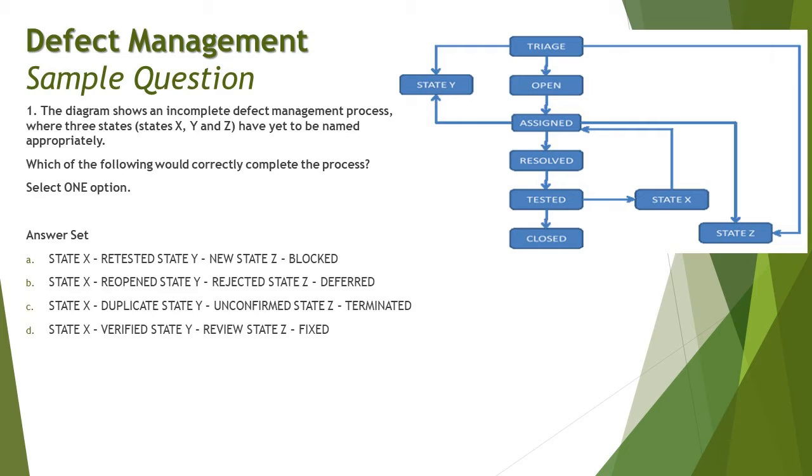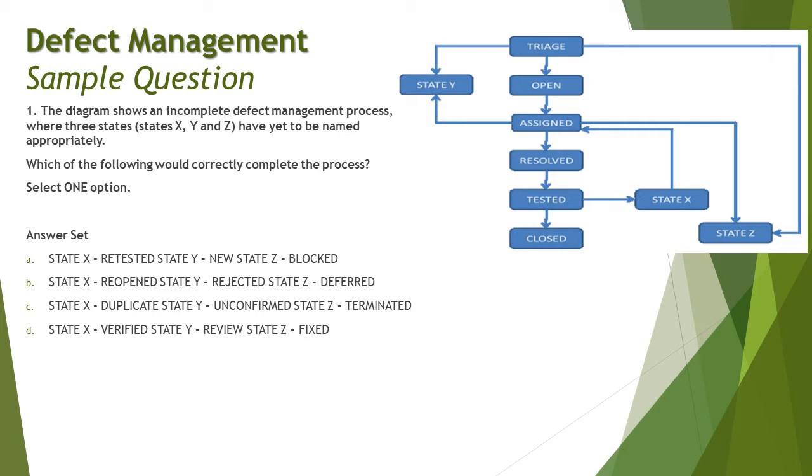Now of course the only state you would send back to the assigned state is reopened. The reopen will bring it back to the assigned state, where it will be reassigned to the developer in order to rework on it, fix the issue once again, and send it back for testing.